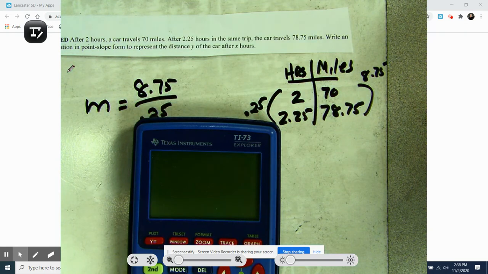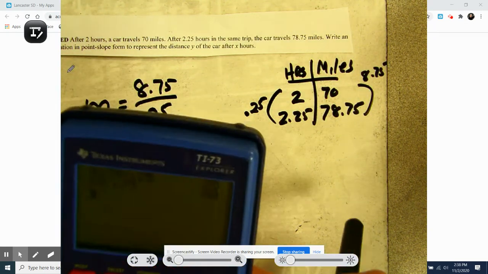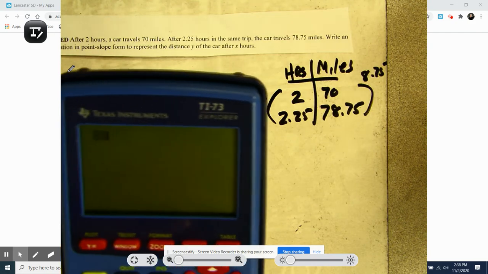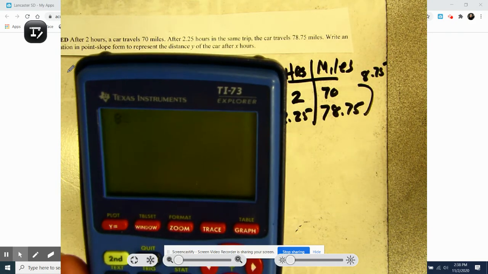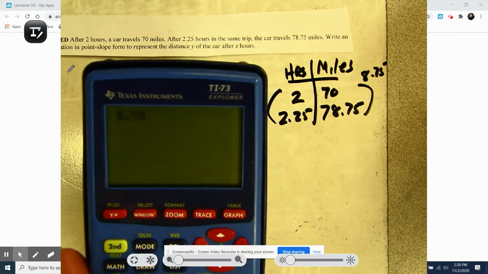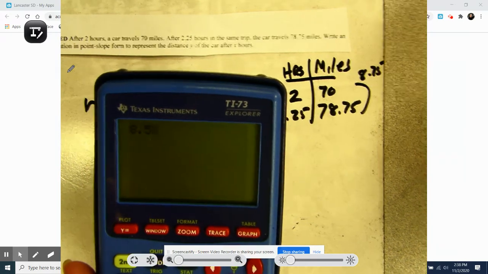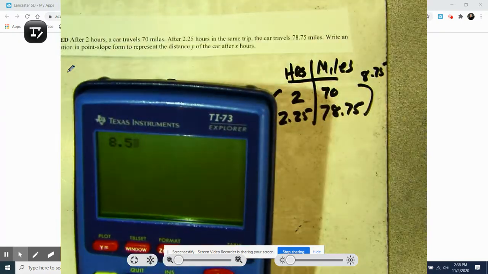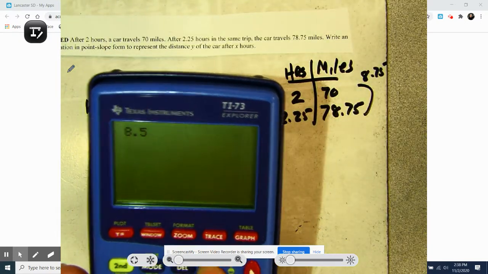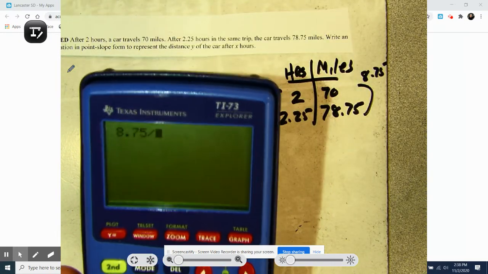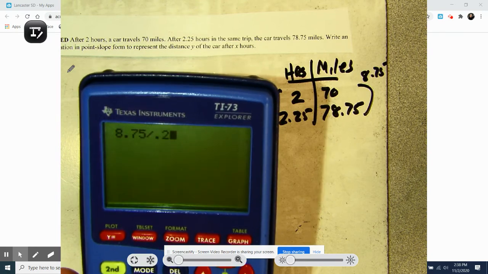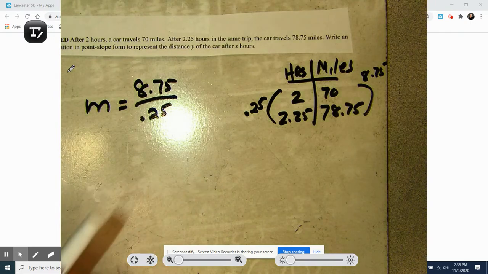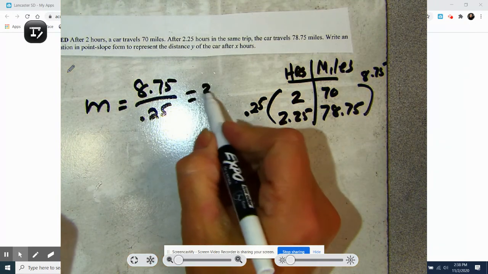Okay. And we're going to take 8.75 divided by 0.25, and we're going to get 35. So our slope is 35, or 35 over 1.